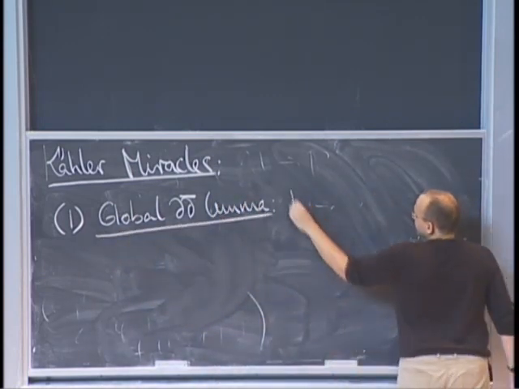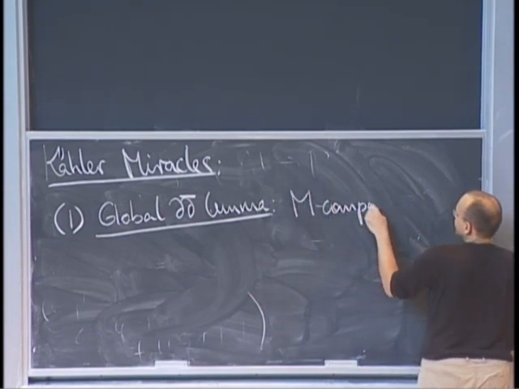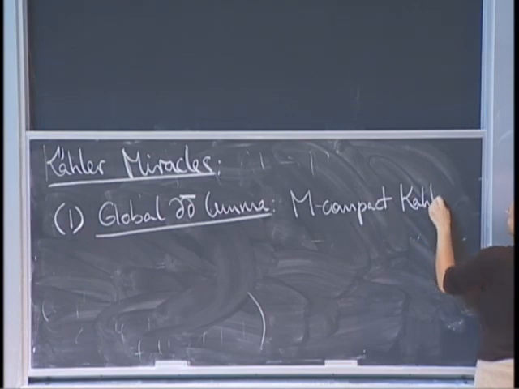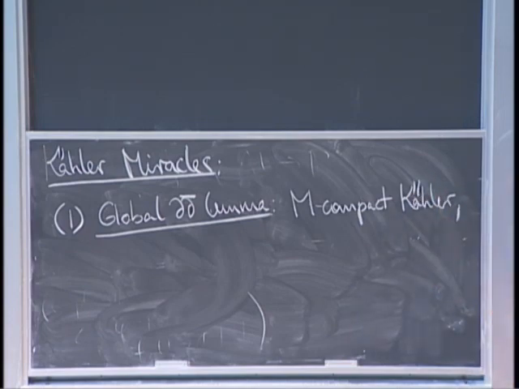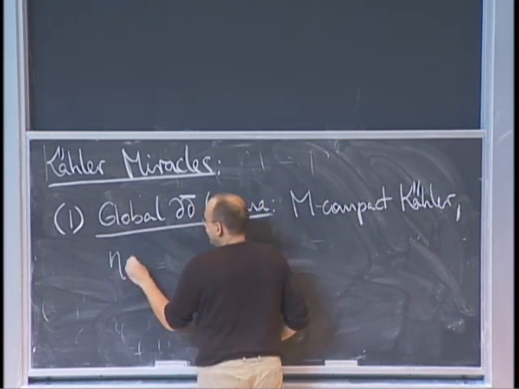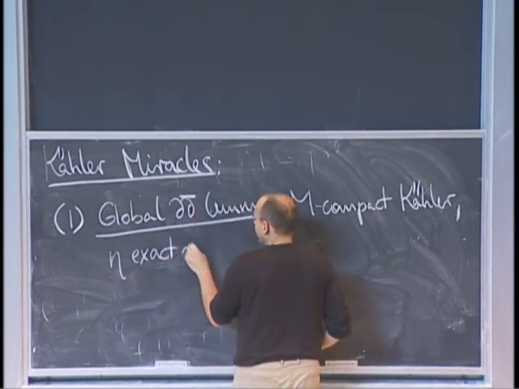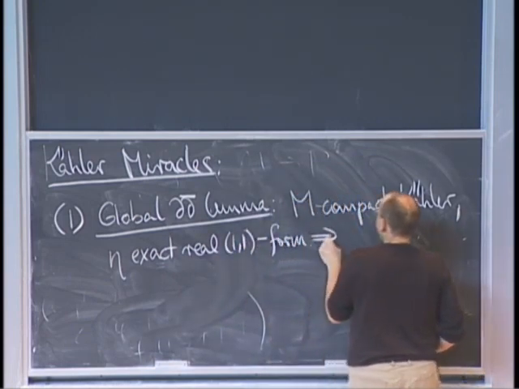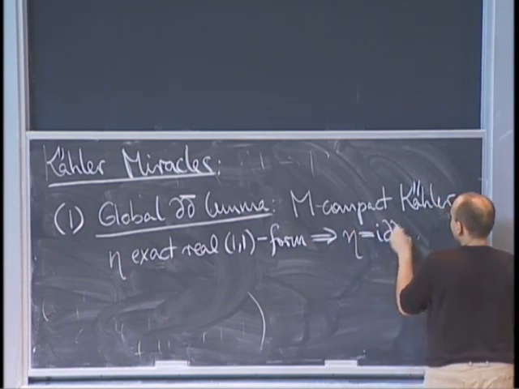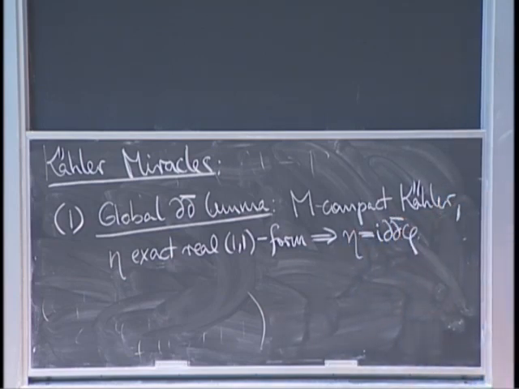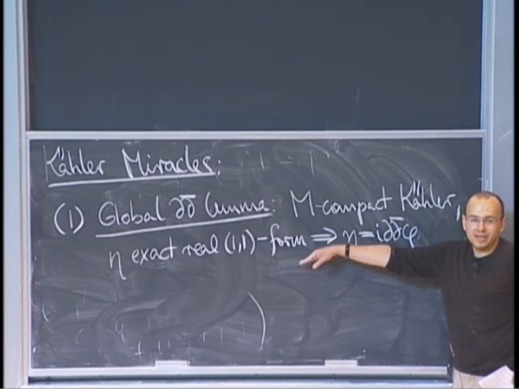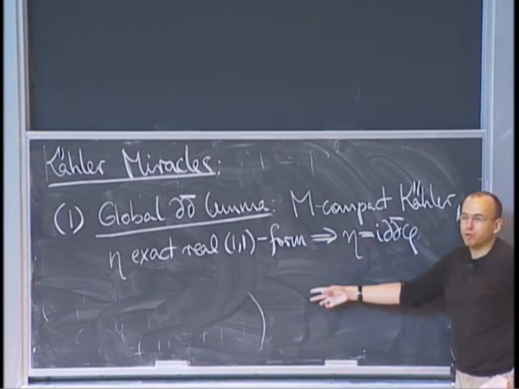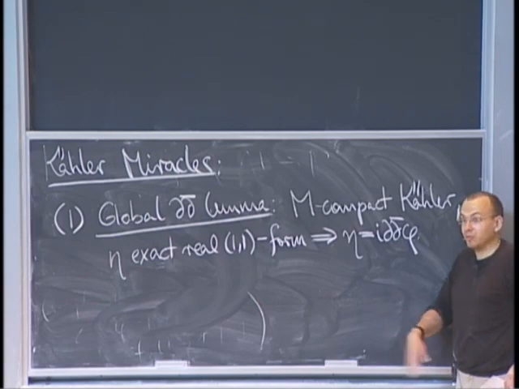So that says that if M is compact Kähler, and if eta is an exact real 1-1 form on M, then eta is actually equal to i ∂∂̄ phi for some real valued function phi that's globally defined. So we already used that once implicitly, more or less, to say that every 1-1 representative of the Chern class of a line bundle can actually be realized as a curvature form of a Hermitian metric on that line bundle.